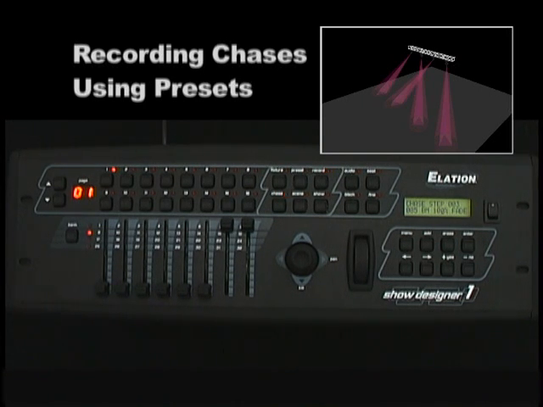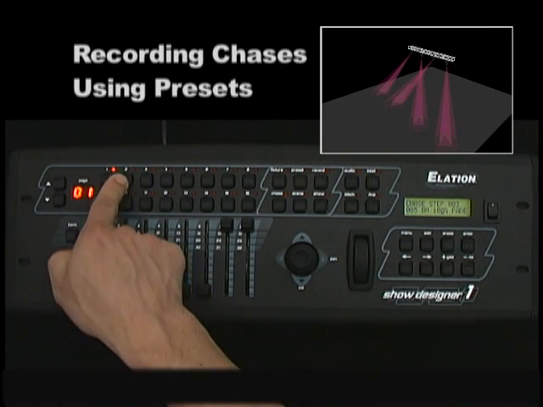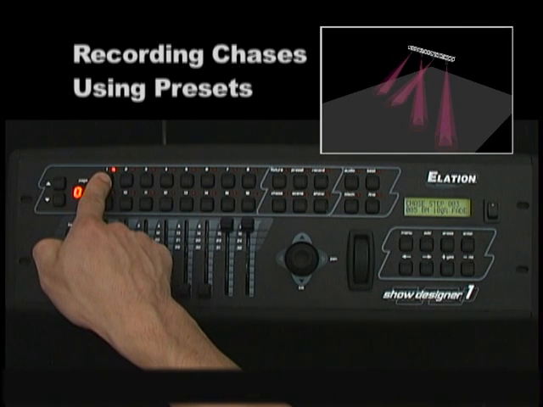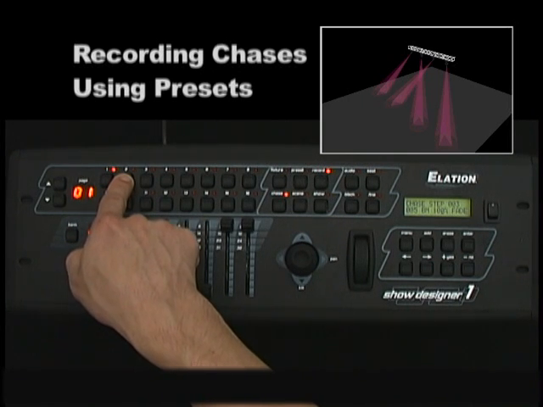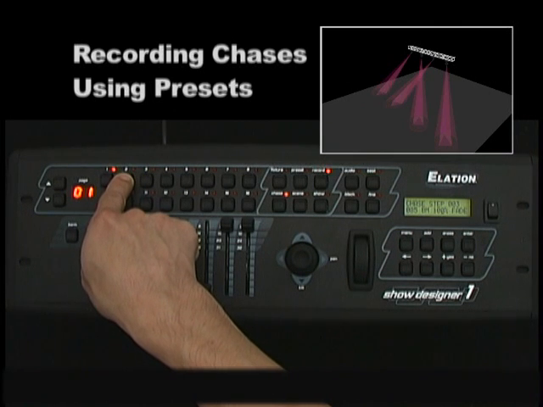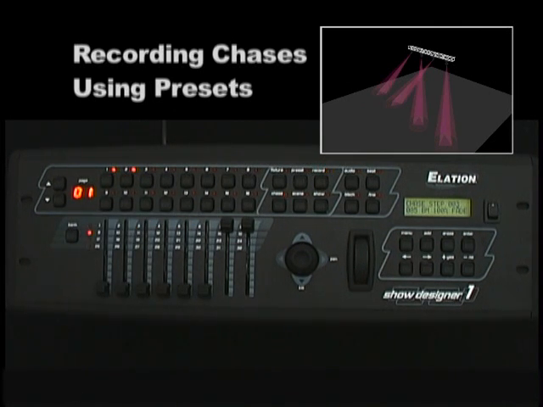Once you've set all your chase settings, we can store our chase to any of the 16 buttons. Unless we want to record over chase number 1, which has its LED illuminated, we want to select one of the buttons that doesn't have an LED illuminated. We'll select button number 2. Our chase has now been recorded. To exit, press the record button.